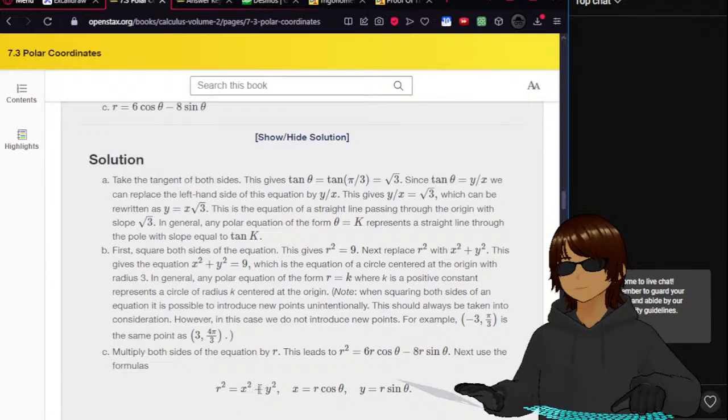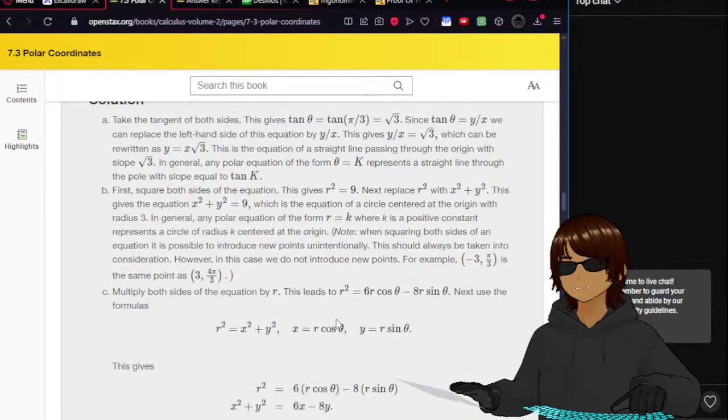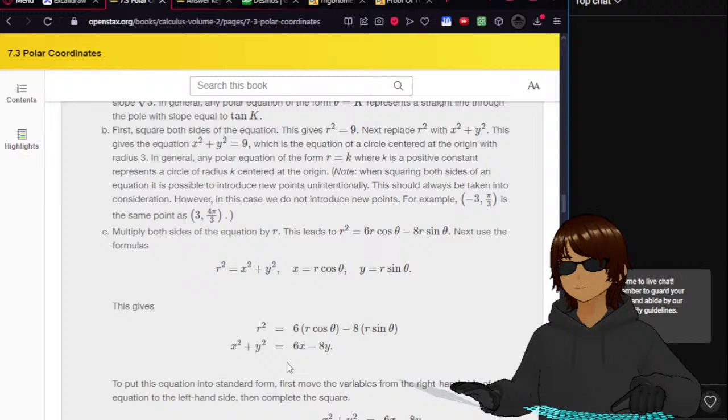R square is equal to x square plus y square. How did you get this? R square is equal to 6r square minus 8r sine theta, and 6x minus 8y.